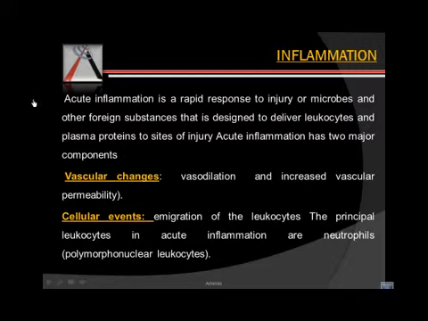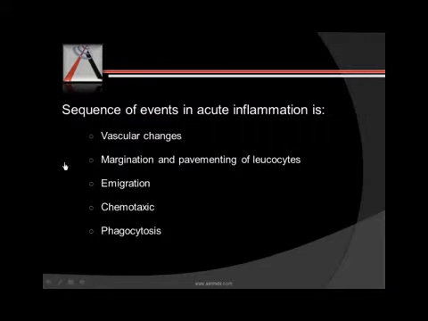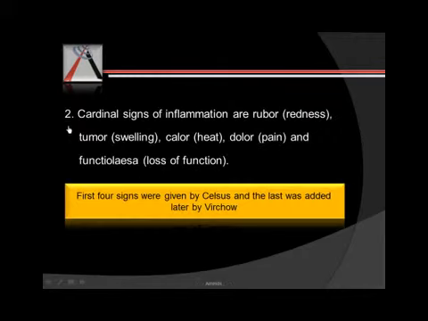As we've already seen, acute inflammation is a response to injury and it has two stages: the vascular changes and the cellular events. The sequence of events is the vascular changes and the cellular events that consist of margination, emigration, chemotaxis, and phagocytosis. The cardinal signs of inflammation include rubor, tumor, calor, and dolor. Rubor is the redness, tumor is the swelling, calor is the heat, and dolor is the pain.